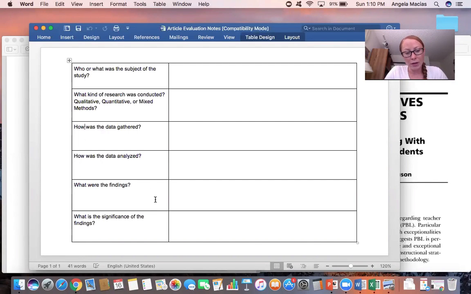Now, if you find that there are any areas you cannot answer, then you want to bring that to class and have a meeting with me or talk with some of your peers about what you're missing, and maybe someone can help you figure that out.